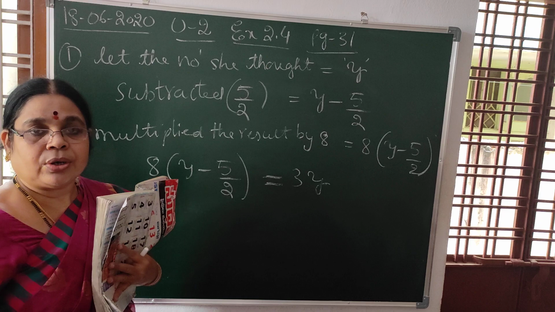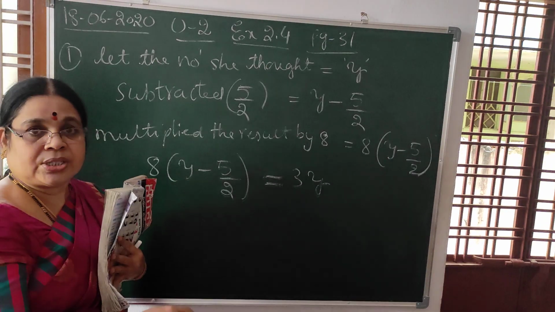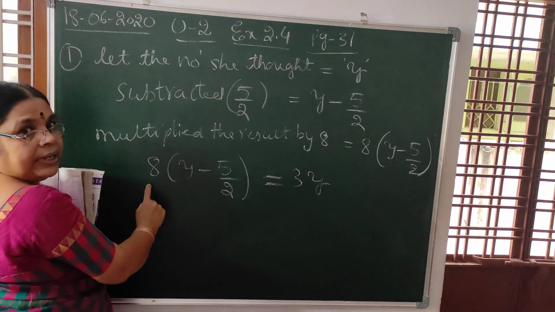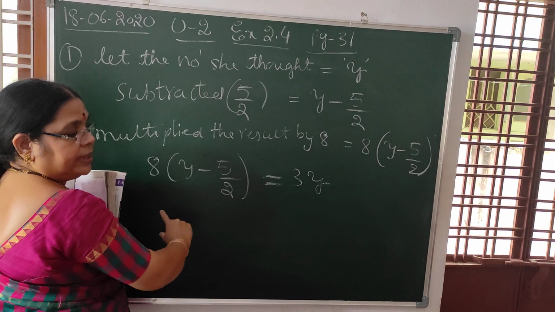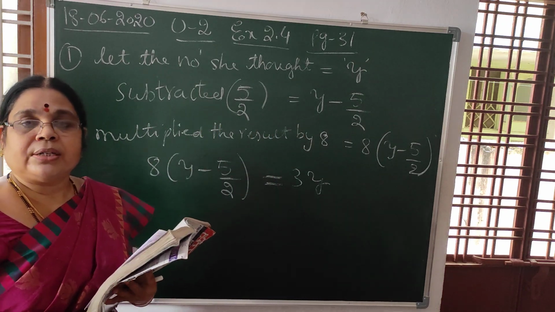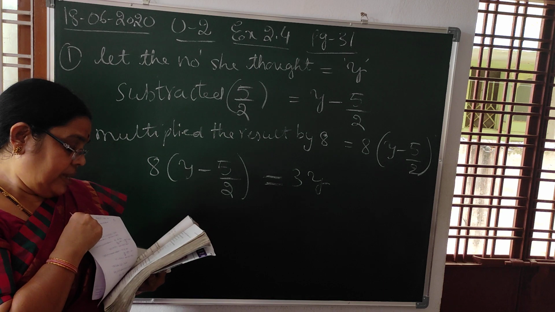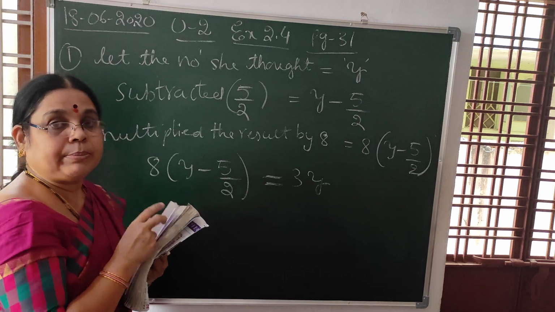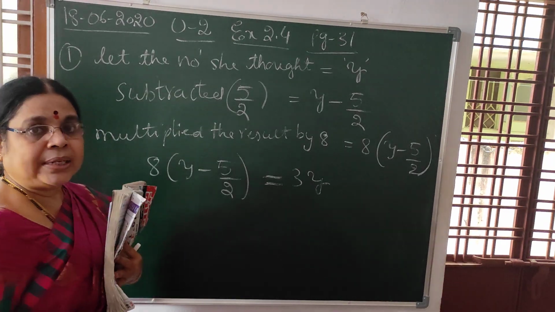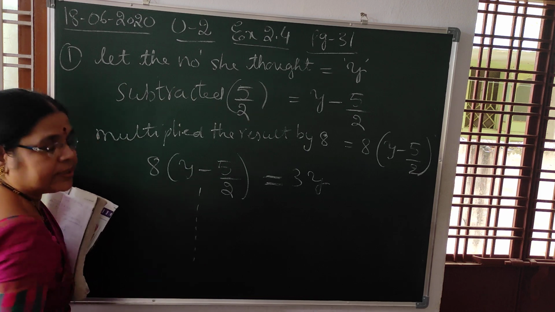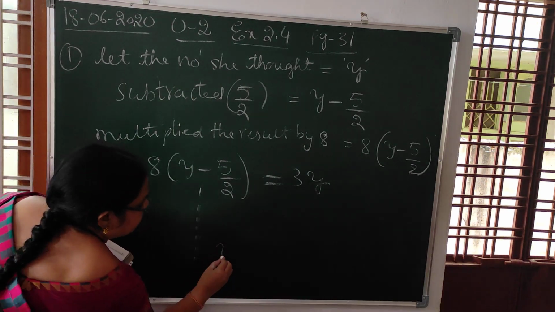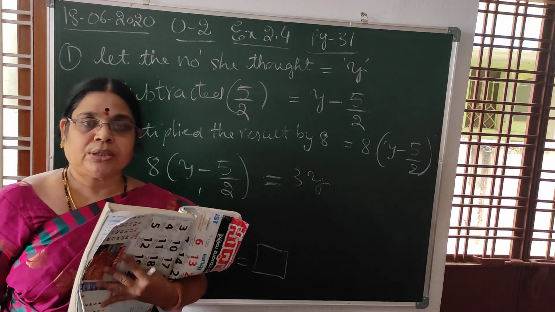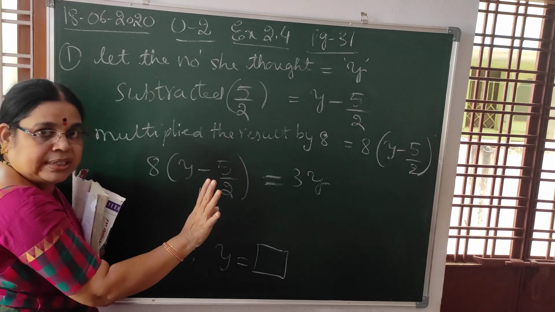How to solve this equation? Already you have learned these types of equations. 8 into y minus 5 by 2. First remove this bracket. 8 into y, 8 into minus 5 by 2. Then transpose. You will get y is equal to something. So what is your question? What is the number? That means what number she kept in her mind, or what is the number she thought. So when you do all this, you will get y is equal to something. This is the number she thought. So this equation solving is important.